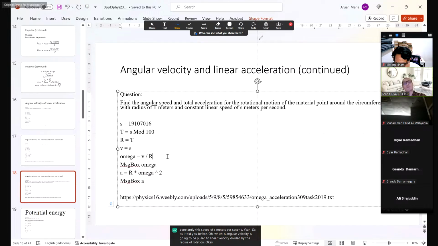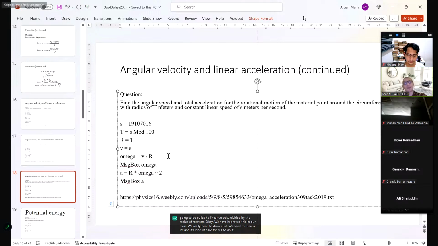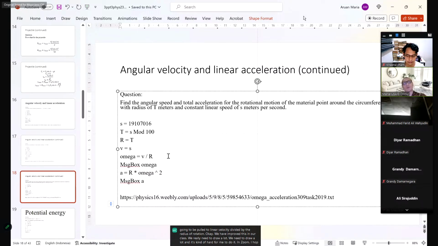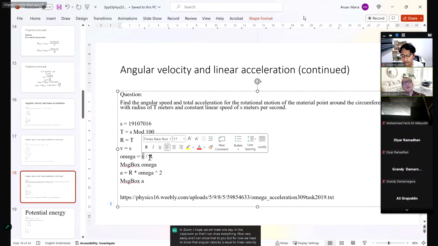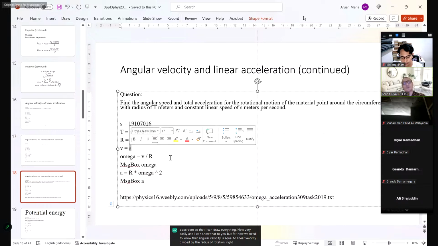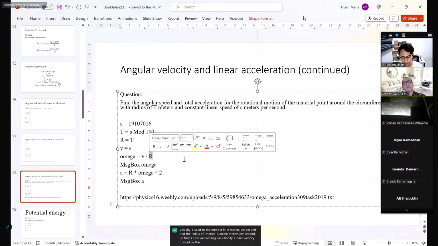Okay, we haven't proved this in our class. We really need to draw a lot, and it's kind of hard for me to do it in Zoom. I hope we will meet one day in the classroom so that I can draw everything very easily and I can show that to you. But for now, we need to know that angular velocity is equal to linear velocity divided by the radius of rotation, right? Your linear velocity is your student number in meters per second, and the radius of rotation is t meters.